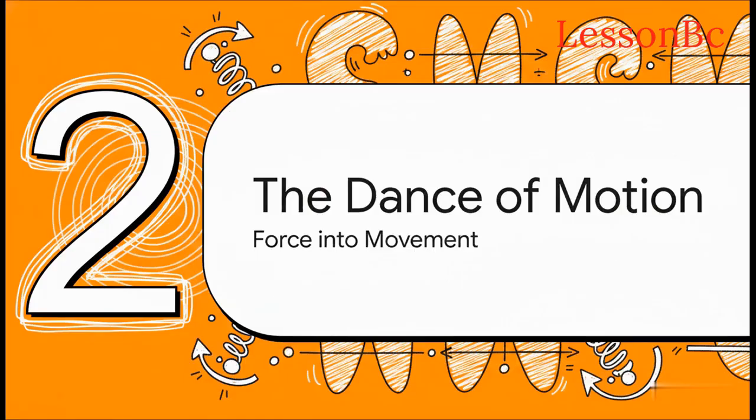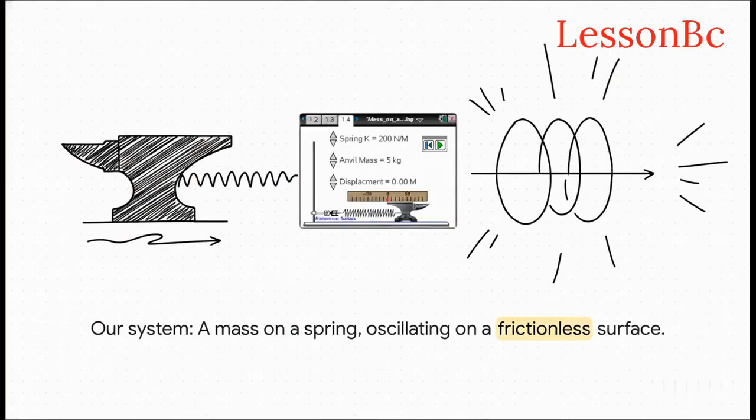Okay, so we've got the rule for the force down, but what kind of motion, what kind of dance, if you will, does this very specific force actually create? Let's translate this rule of force into the actual language of movement. So here it is, our simplified model. We've got a mass, a spring, and, this is crucial, a frictionless surface. In our perfect little world, that means nothing's going to slow it down.